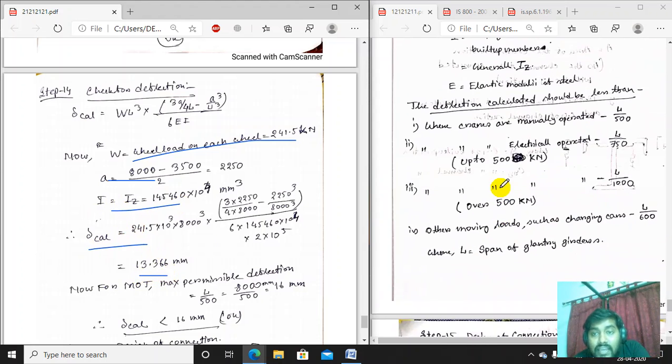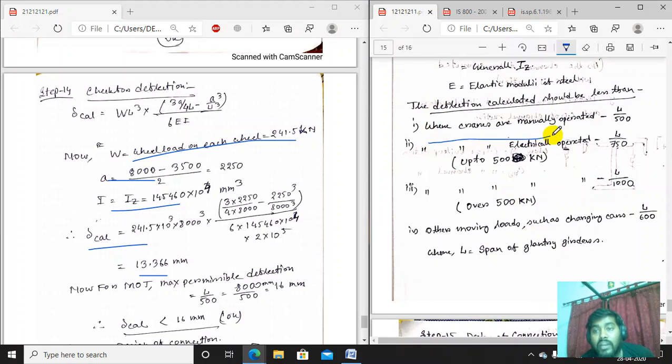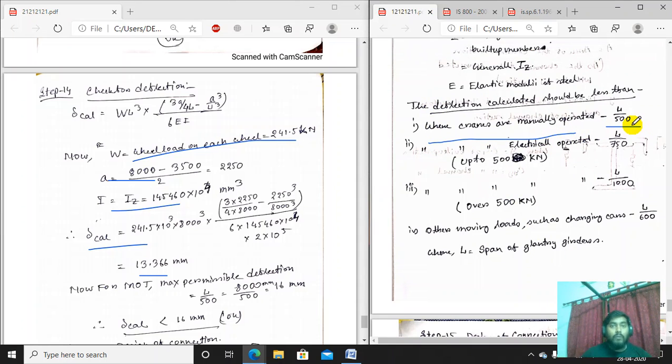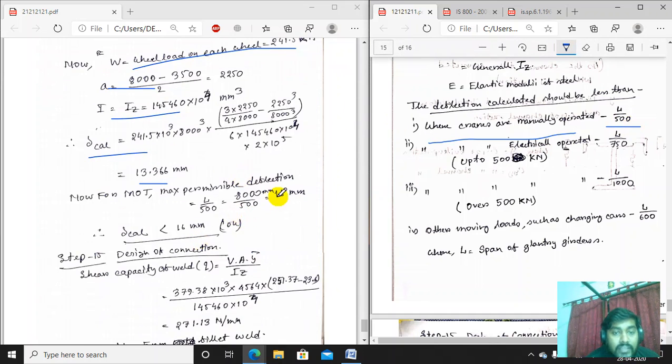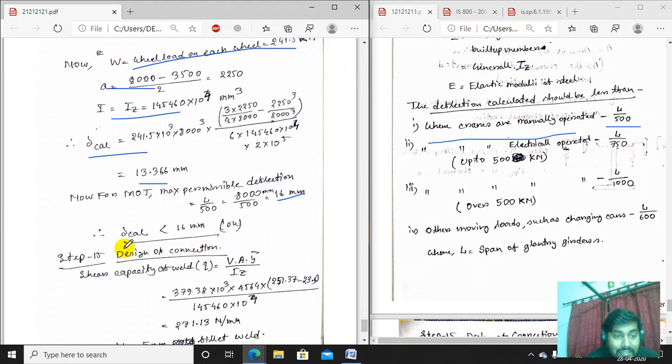Now the maximum value of the deflection that we will take, where cranes are manually operated, is L by 500. L means the span of the gantry girder. So putting the value here, 8000 by 500, that is 16. So it is less than that. Delta cal is less than 16, so the deflection check is successful.